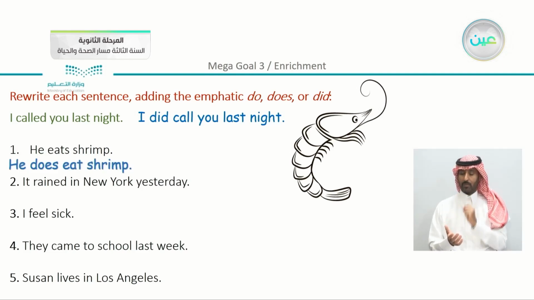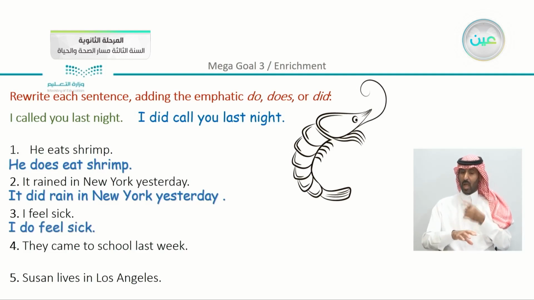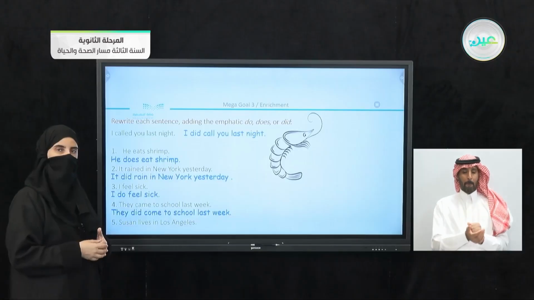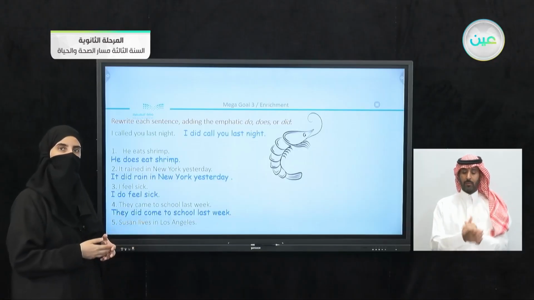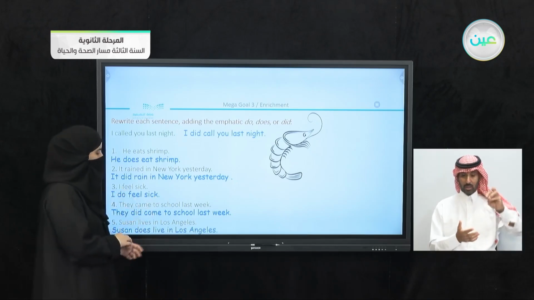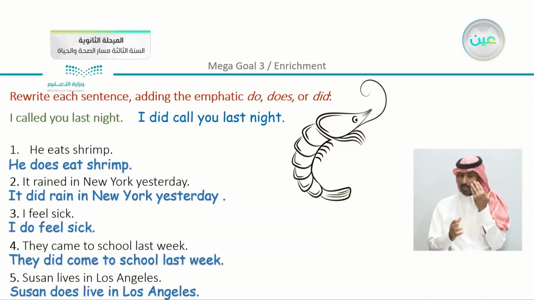It rained in New York yesterday. It did rain in New York. From the ED, from the past. I feel sick. I do feel sick. They came to school last week. We can say from the past that we have here, they did come. And don't forget to just change the verb into the present again, because we do have now a helping verb. Suzanne lives in Los Angeles. Because of the S, we have here, she does live in Los Angeles. Moving on.